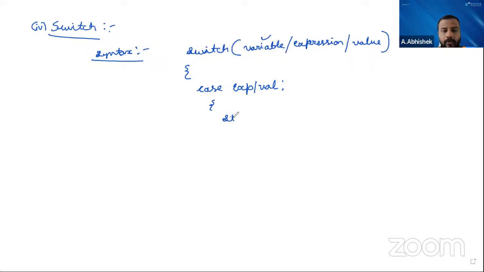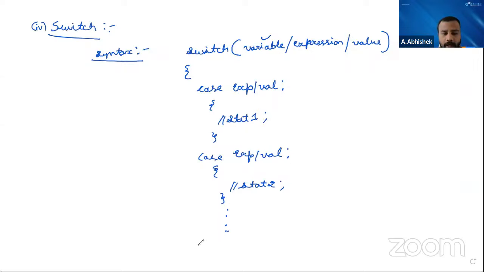Here you can write some statements: statement one. Then one more case, either expression or value, and statement two. Like this, you can give as many case blocks as you want. And finally, we have one block called the default block, guys.